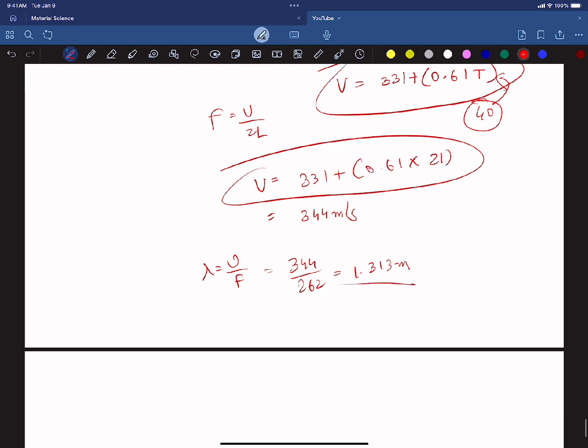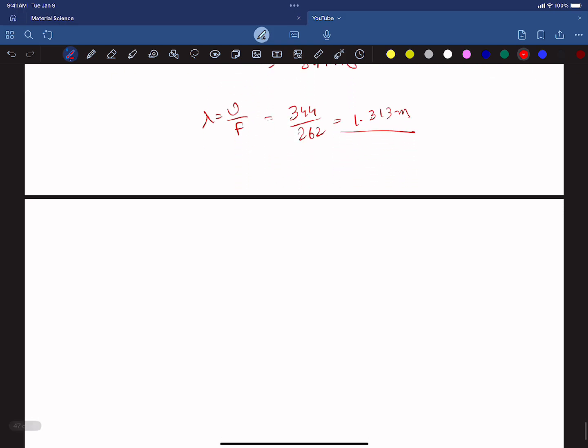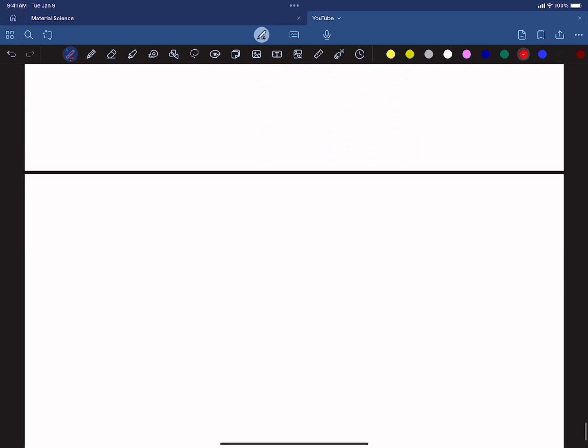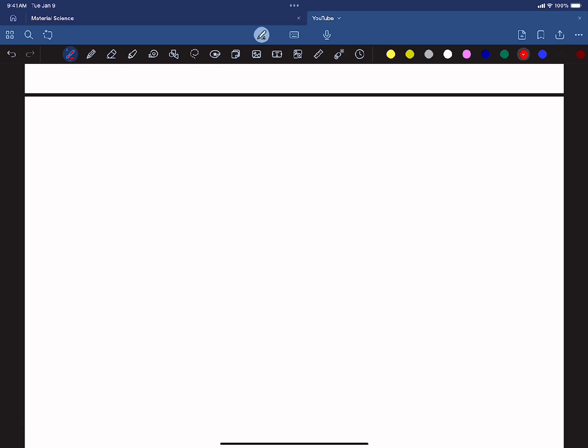Now we know our wavelength, and now they want us to find the length. So L is equal to lambda by 2 for an open pipe. So we know our lambda, 1.313 upon 2, will give you 0.0656 meter. That's our answer, 0.0656 meter, D. Let's move on to the next question.